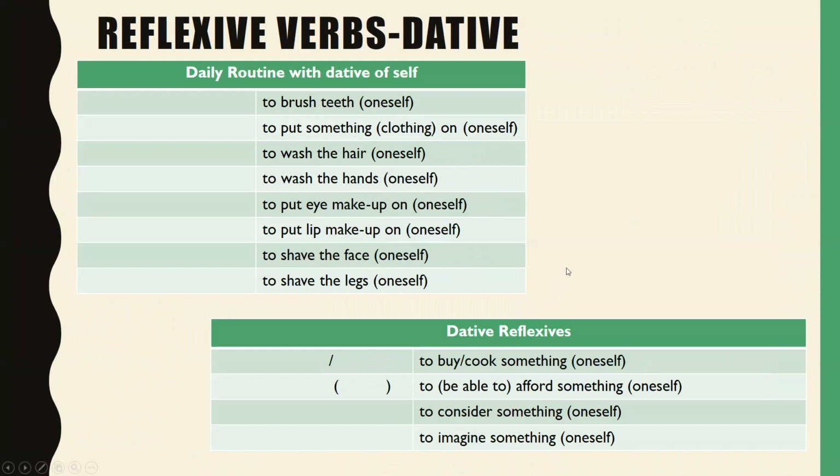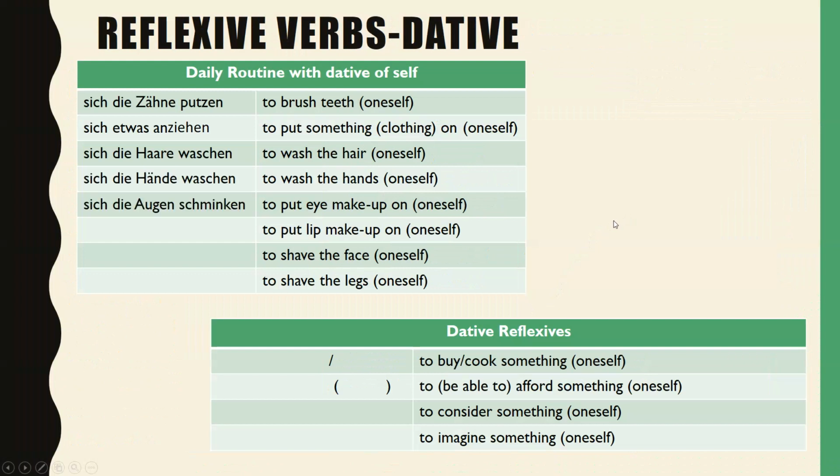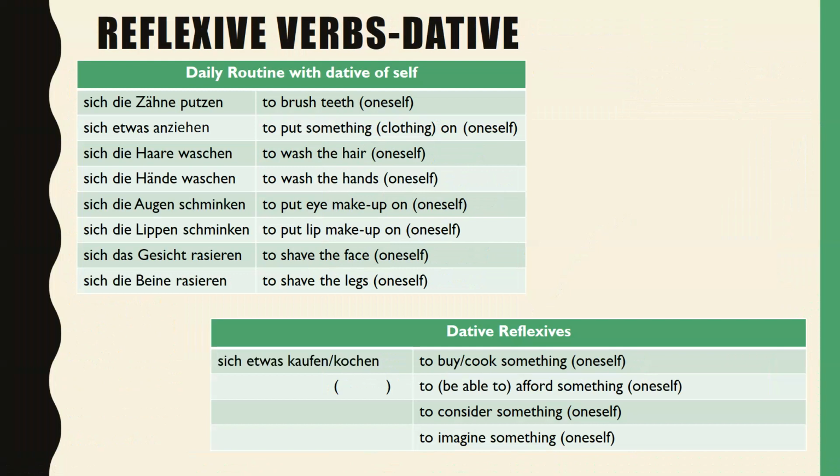We also have some dative daily routine and reflexive verbs. They are sich die Zähne putzen, sich etwas anziehen, sich die Haare waschen, sich die Hände waschen, sich die Augen schminken, sich die Lippen schminken, sich das Gesicht rasieren, sich die Beine rasieren, sich etwas kaufen, kochen, sich etwas leisten können, sich etwas überlegen, sich etwas vorstellen. In this vorstellen, vor is a separable prefix. That's not the case in all of them.